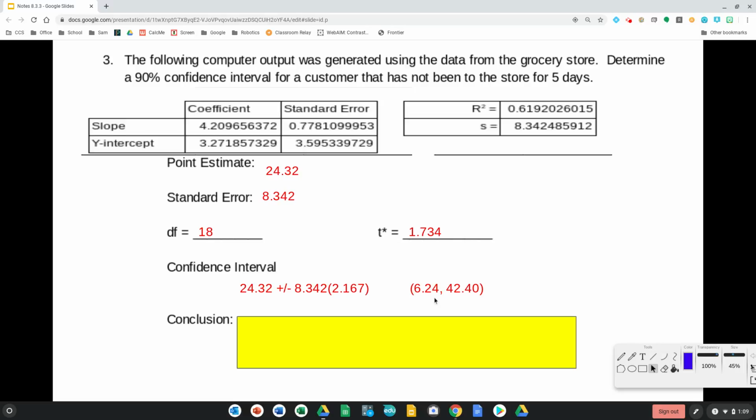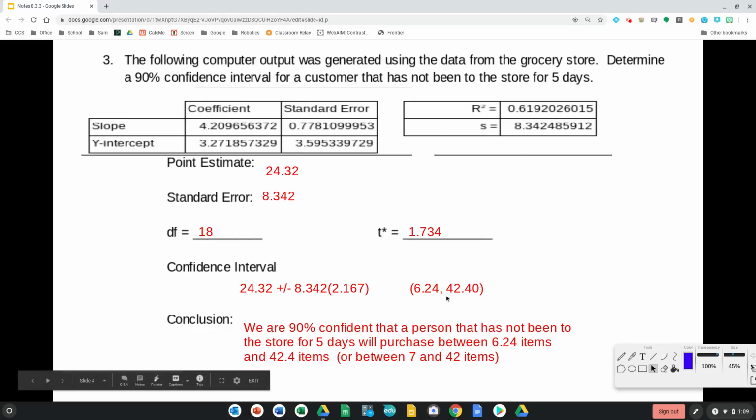So we don't have a nice compact answer here for our confidence interval, but we are saying, based on this confidence interval, that we're 90% sure that a person that walks into the store that's not been there for 5 days is going to purchase somewhere between 6.24 items and 42.4 items. Now, we might round that and say that we're 90% sure that they're going to purchase between 7 and 42 items, but we've come up with a confidence interval based on that prediction value. So in other words, when we make a prediction, we don't know for sure it's going to be that value, but we can use what we've learned with confidence intervals all year to come up with a confidence interval for where we think that value is going to fall.